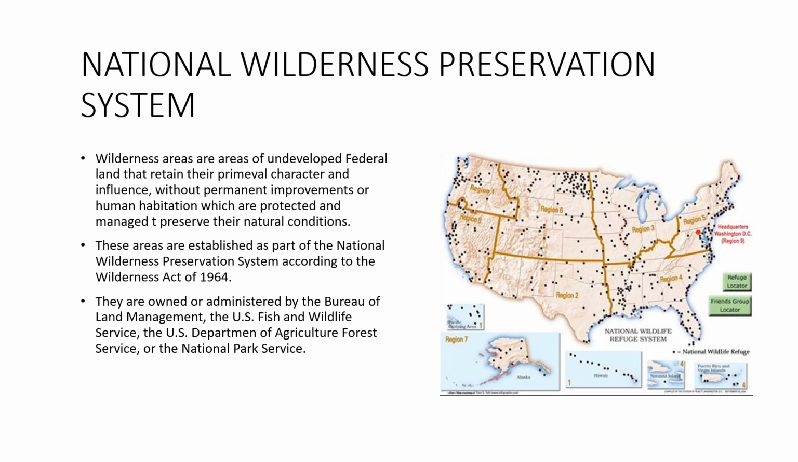National wildlife preservation system in the U.S., including Yellowstone National Park. Wilderness areas are areas of underdeveloped federal land that retain their primitive character and influence without permanent improvements or human habitation, which are protected and managed through natural conditions. These areas are established as part of the National Wilderness Preservation System according to the Wilderness Act of 1964.